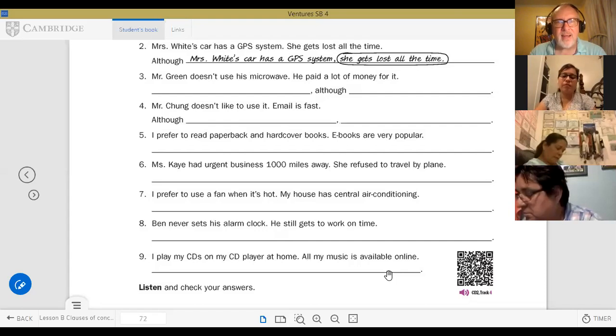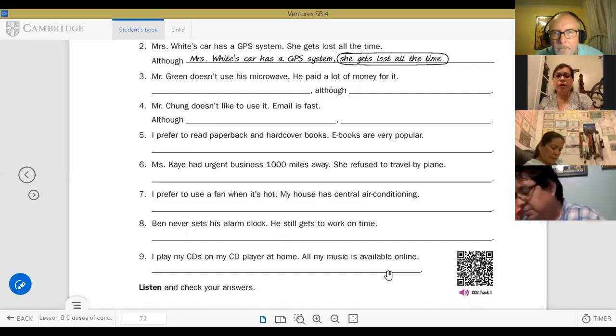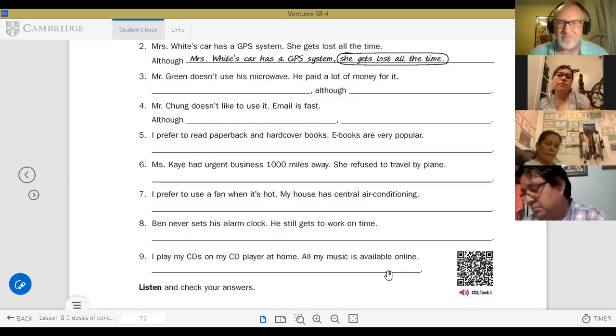All right. Number 9. I play my CDs on my CD player at home. All my music is available online. So what's the fact and what's the surprise? The fact is the music is online, right? The surprise is I play my CDs at home. So what can we say? Although my music is available online, I play my CDs on my CD player at home.